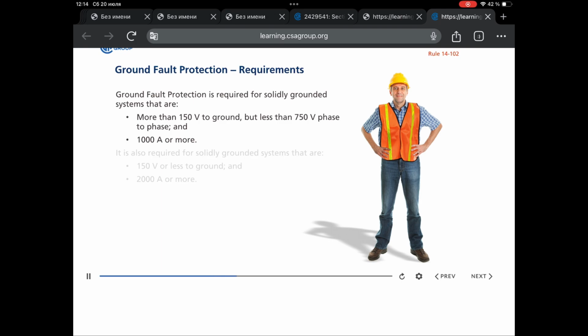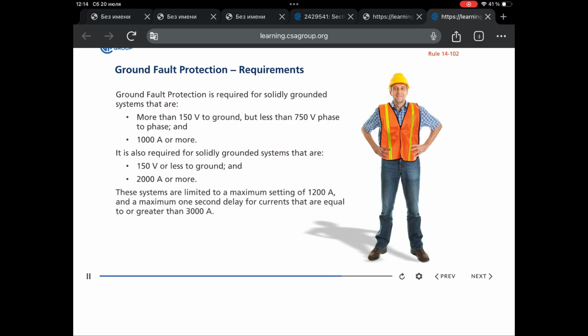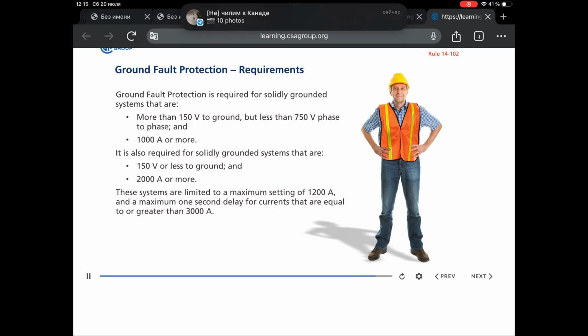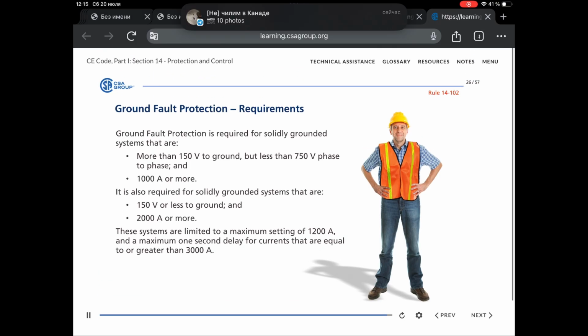It is also required for solidly grounded systems that are 2000 amperes or more and are operating at 150 volts or less to ground. Typical systems that fall in this category would be 240/120 volt and 208/120 volt systems that are operating at 2000 amperes or more. Ground fault relays used in these systems are required to have the pickup point set to 1200 amperes or less and operate within 1 second for currents 3000 amperes or more.